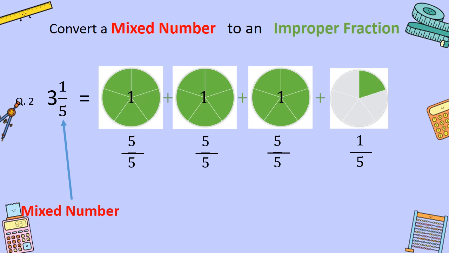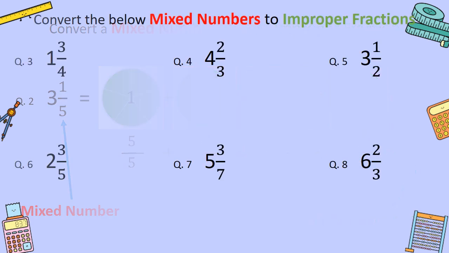Now just like the previous example, we are converting it into an improper fraction, so we add them together, and what we get is 16 by 5. Once again, the numerator is greater than the denominator, and you have an improper fraction. Now, I hope you have understood how to convert a mixed number into an improper fraction. Try converting these examples, all of them or at least some of them, into improper fractions.